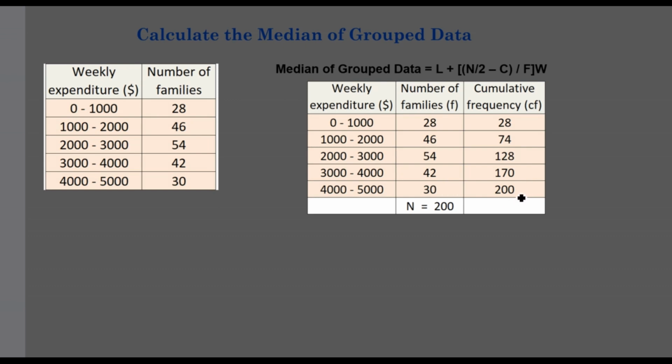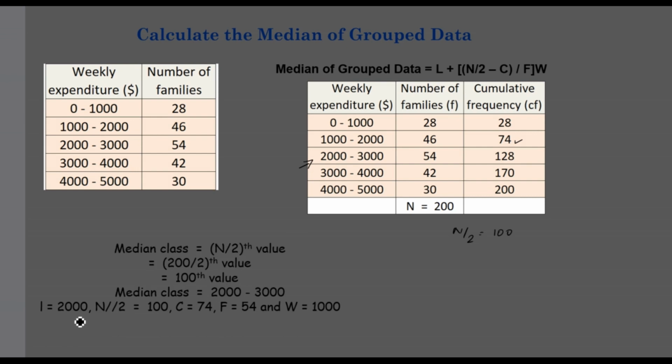Okay, so first we want to find n by 2. N by 2 is 100 here, since n is 200, 200 by 2. So in which class interval is the 100th value coming? Up to the 74th value, it is in the class interval 1000 to 2000. Here the 75th to 128th values are coming under 2000 to 3000. So the 100th value is in the class interval 2000 to 3000. Okay, so we have found that our median class is 2000 to 3000.